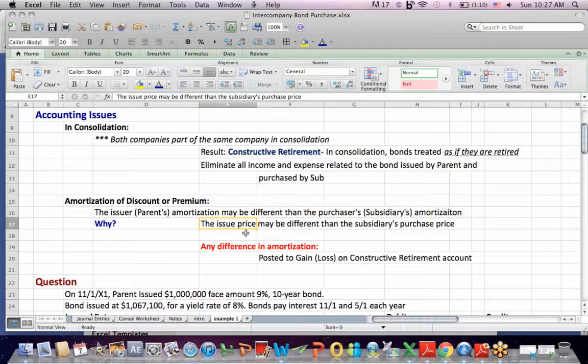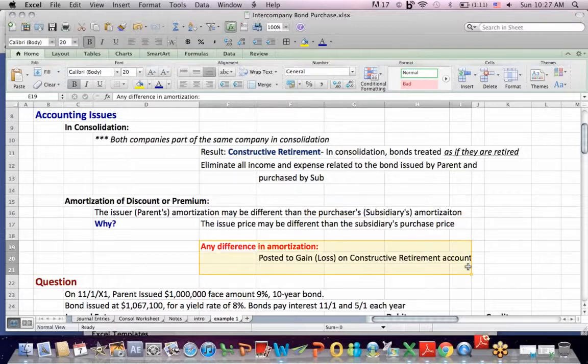So specifically, the issue price, when it's sold to the public by the parent, may be different than the subsidiary's purchase price when they buy it from another investor. Well, how do I handle, as an accountant, that difference in amortization? Well, I post it as a gain or a loss, and I call that gain or loss on constructive retirement, and that's how I handle the gain or loss.